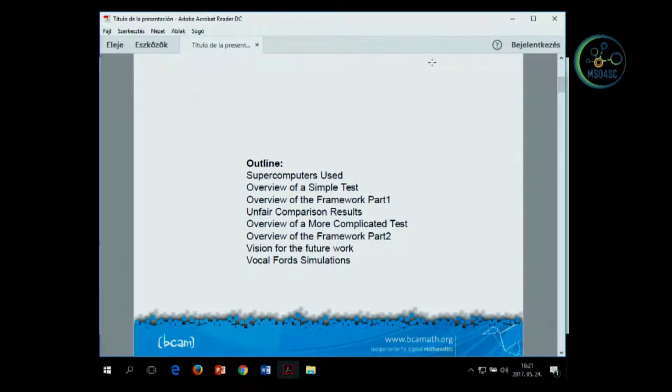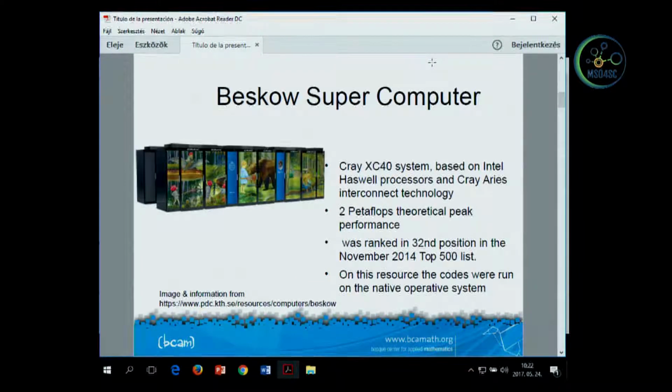Here is the outline. I will talk a little bit about the supercomputers used. I will give the overview of a simple test. Then I will start describing the framework, which Johan has already done actually. I will present some unfair comparison results, give a more complicated test, continue presenting the framework, talk a little bit about our future work with MSO4SC, and I will lastly talk a little bit about vocal fault simulations for fluid structure interaction application.